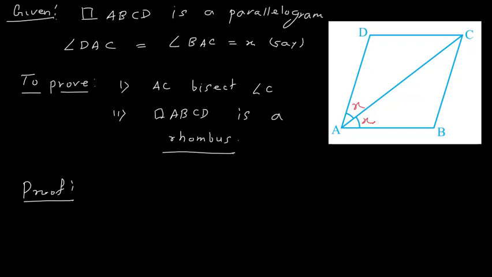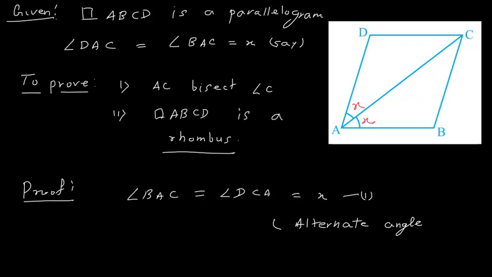Proof. So here I will say that angle BAC is equal to angle DCA. Now BAC we have taken x, so this is equal to x. And here I will consider this as equation 1, and as the reason I will write alternate angle theorem.